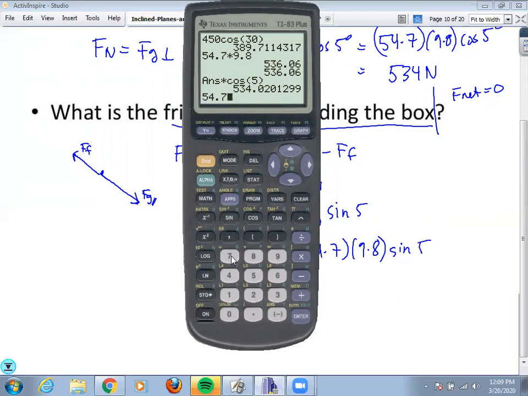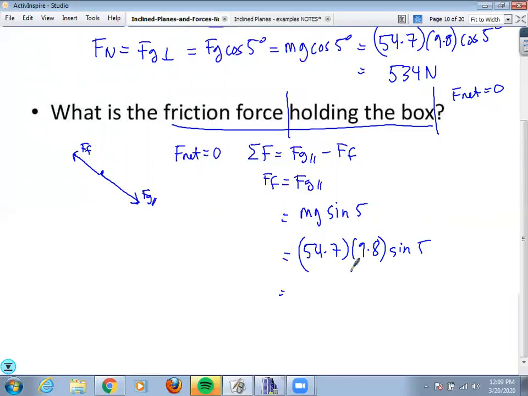54.7, all in one step to show you. 54.7 times 9.8 multiplied by sine 5 yields 46.7 newtons. So we'll say 47. So 46.7.